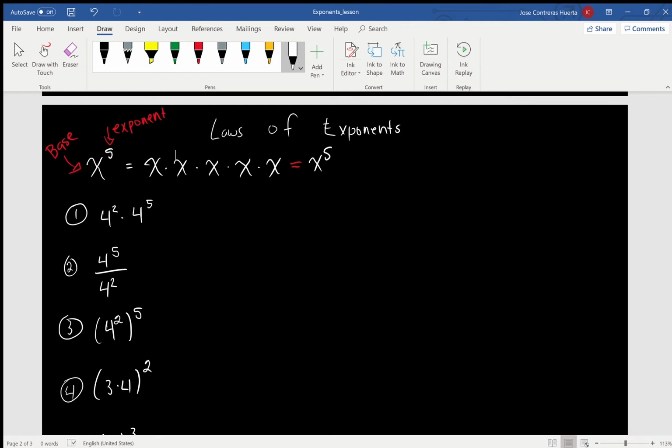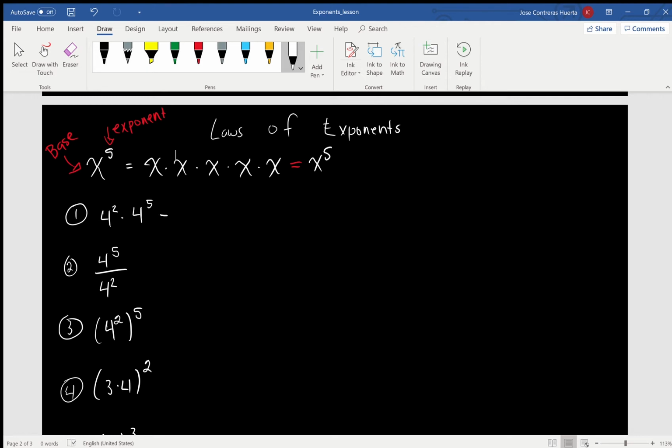Now let's go over number 1. So you have 4 squared times 4 to the fifth power. First of all, what do you notice? Do they have the same base? Remember, the base is the big number. In this case, they do have the same base, right? They both share the base of 4.